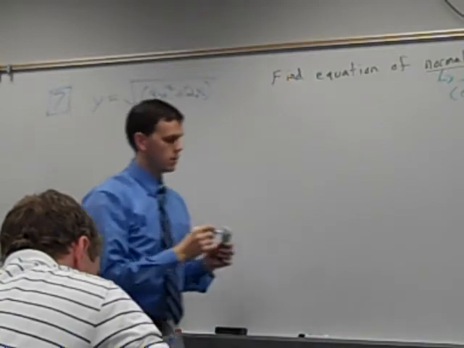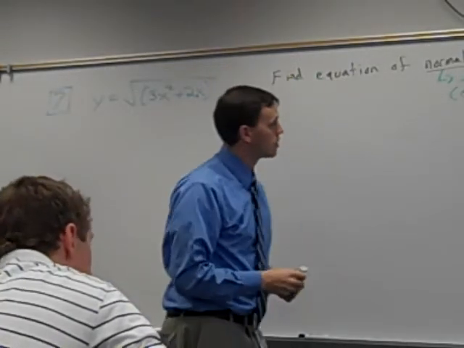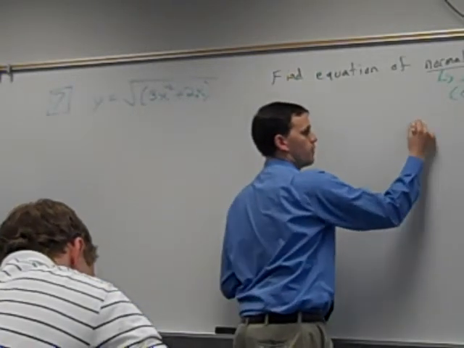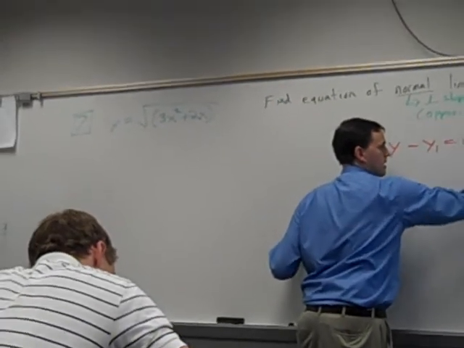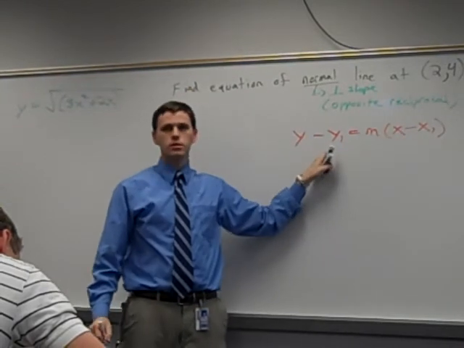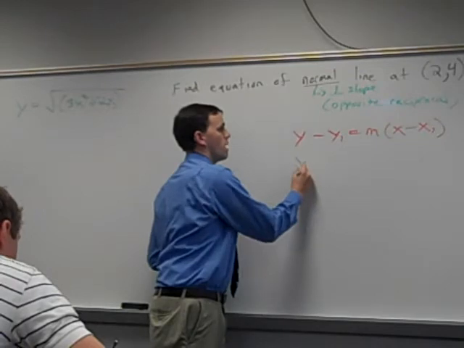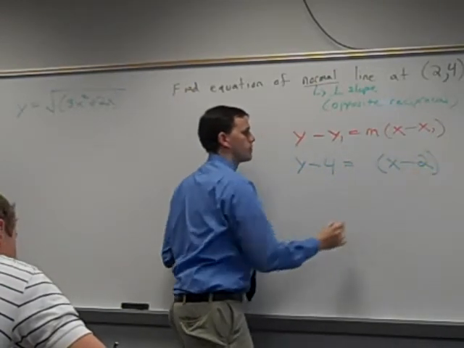Do we use a calculator? No. No calculator on the test. Okay, so first off, to find the equation of a line, we use point slope form: y minus y1 equals m times x minus x1. x1 and y1 would then be 2, 4. So I plug those in, and we've got y minus 4 equals my slope times x minus 2.